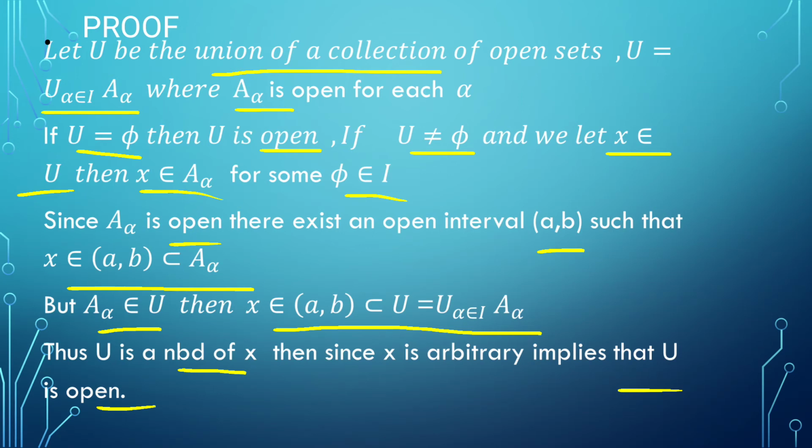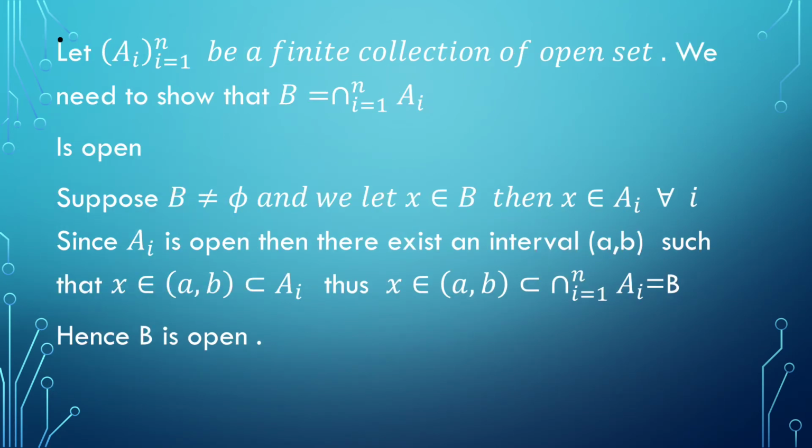Okay, let's look at the intersection part. We let this collection be a finite collection of open sets. What you need to do is to show that B, which is the intersection of all the A_i, is actually open. If we show that, then we know that all finite collections of open sets are open. So suppose that B is not empty, because if it is empty, it becomes trivial.